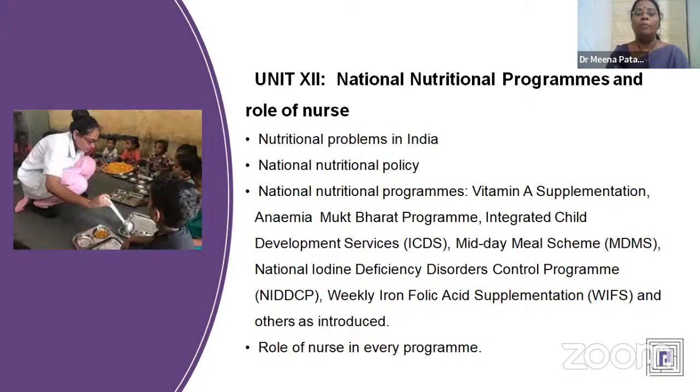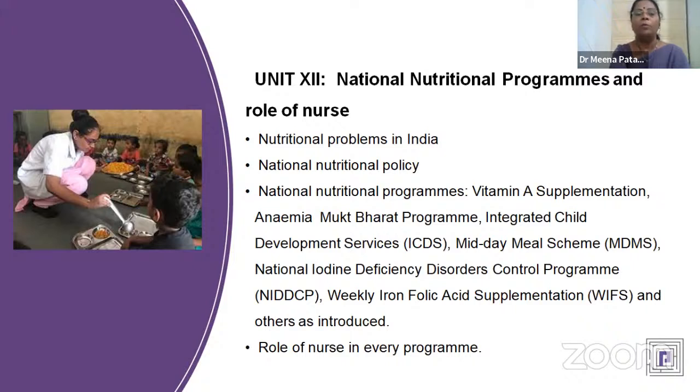Unit 12 is the various national nutrition programs which are implemented at the national level by the government. Okay, and definitely there is a role of nurse in implementing these programs. Nurses who work in the primary health centers in the villages or in the city, those who work in the rural areas, are very fortunate to be giving such information to the population.